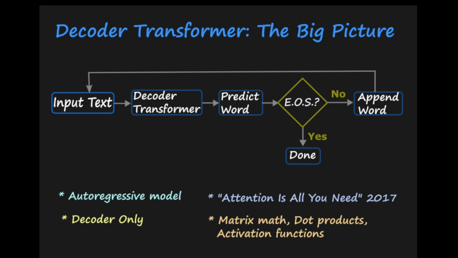The next thing is a flow chart, a 30,000-foot aerial view of the decoder transformer in inference mode. This gives you a powerful way to conceptualize what the model does without knowing the details. In a nutshell, what it does is it takes input text and processes it to predict the next word. That's the essence of what it does. That's really all it does, is predict the next word.